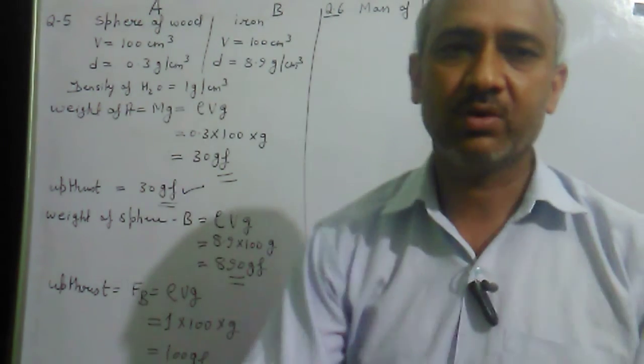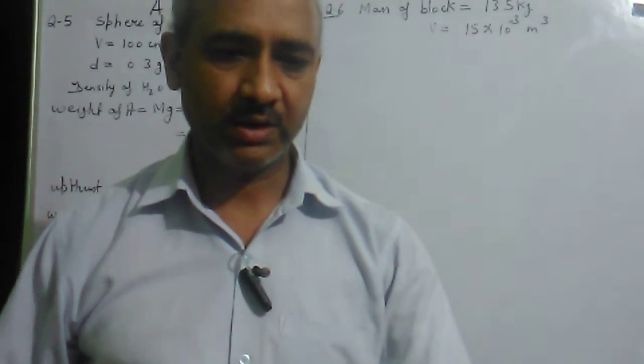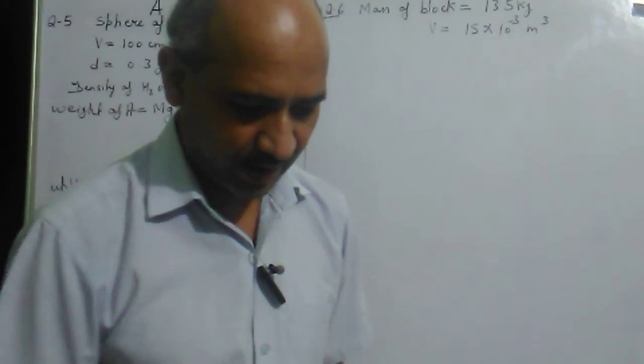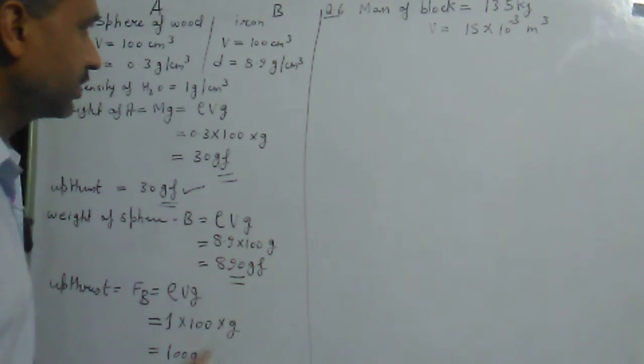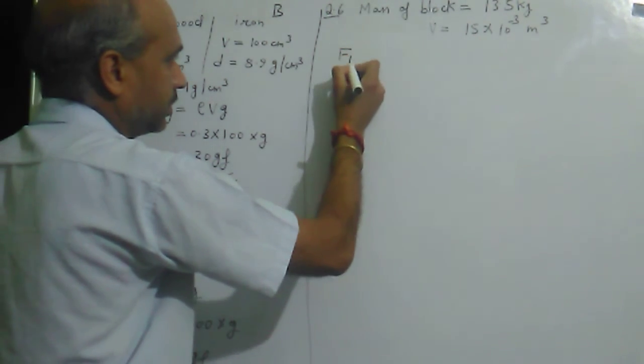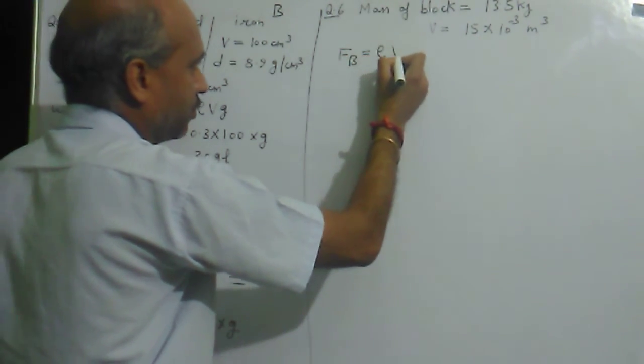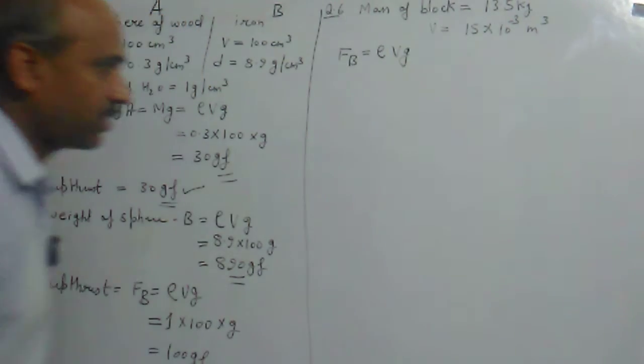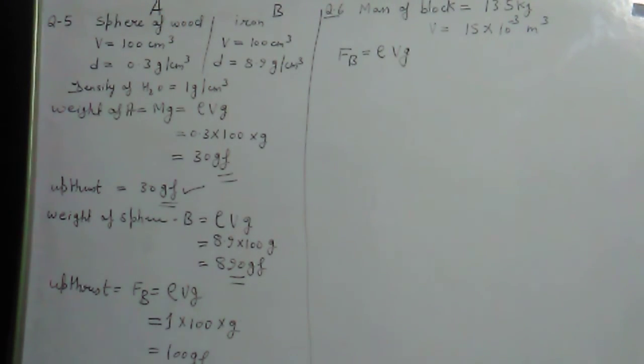So what we have to calculate? We have to calculate the upthrust on this. So for calculating the upthrust, we know FB equals rho Vg. This is the formula for calculating the upthrust. And what about the rho?